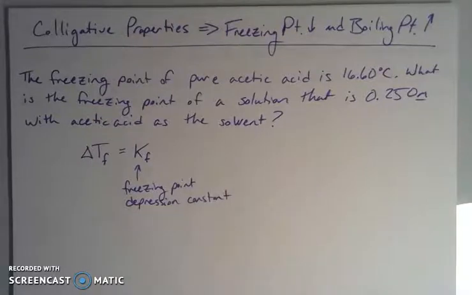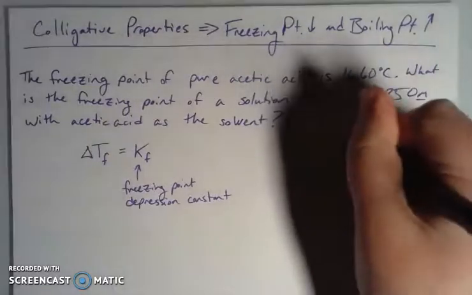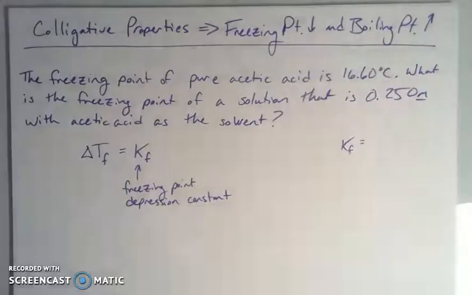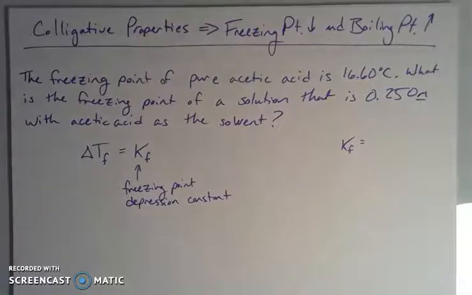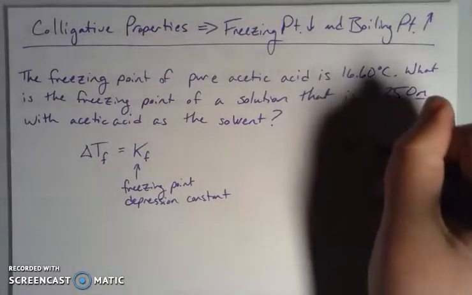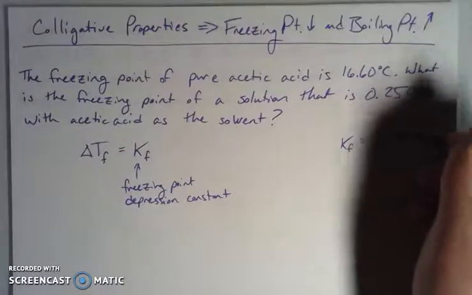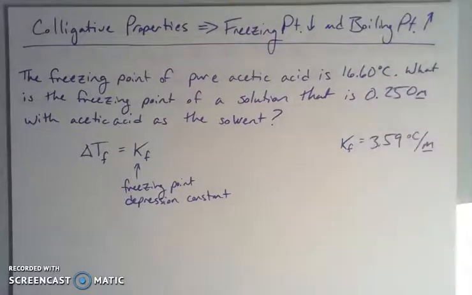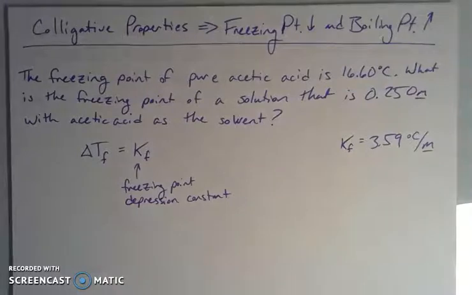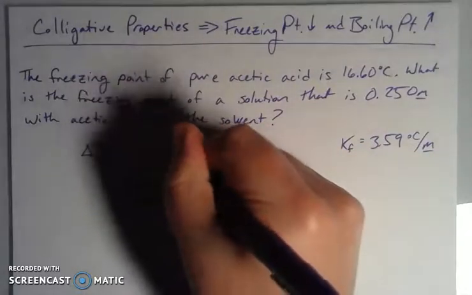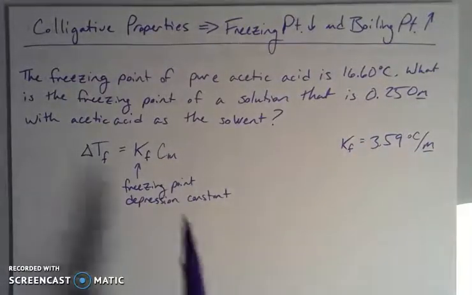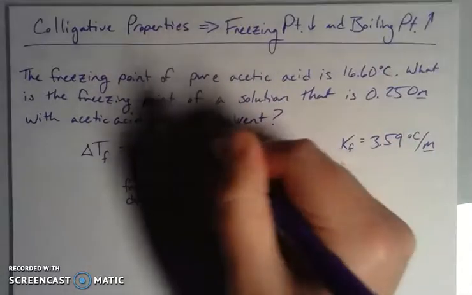For acetic acid, I'd have to go and look it up, and what I'd find is that the freezing point depression constant for acetic acid is 3.59. Now the units on this are in degrees Celsius per molality, so it looks like this. And again, that underlined m there indicates that it's the number of moles of solute per kilogram of solvent. And then that is multiplied by this C sub m, which is concentration, molal concentration.